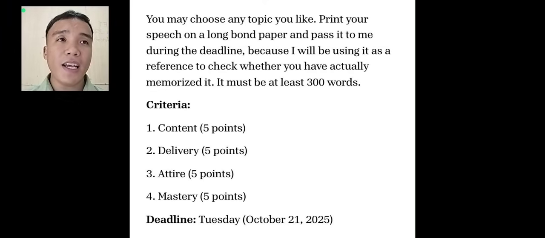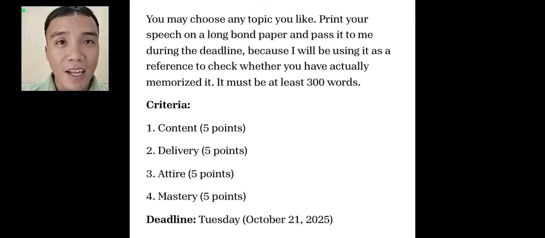Delivery, meaning how you delivered your speech, whether this refers to your confidence, your correct pronunciation, use of hand gestures, eye contact towards the audience. And then for attire, of course, you cannot just deliver a speech wearing a basic t-shirt. You have to be wearing your formal attire. And then mastery, of course, whether you have memorized it completely and whether what you said in front coincides with what you have written on paper.